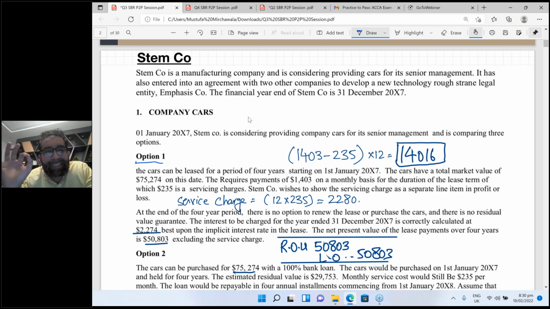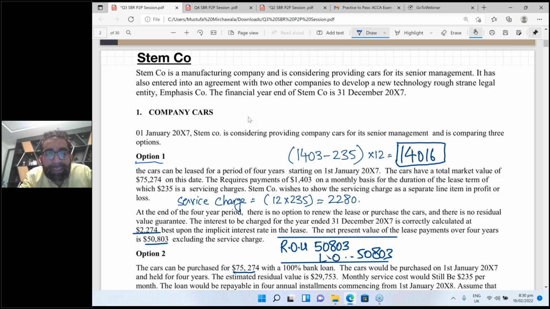And the good news is that you will be given a ready-made present value in this question. Okay, now start reading it. The cars can be leased for a period of 4 years starting on 1st January X7. So it's a finance lease. The cars have a total market value of 75274 on this date. Irrelevant. Leave it.